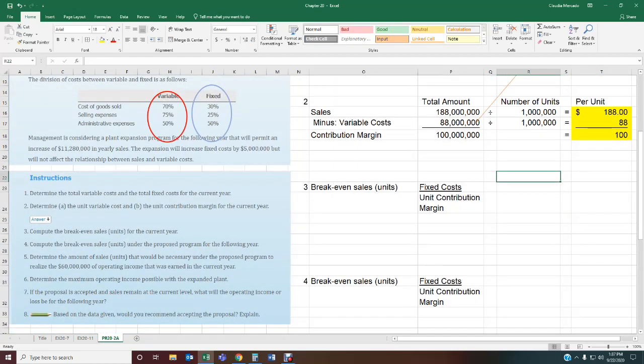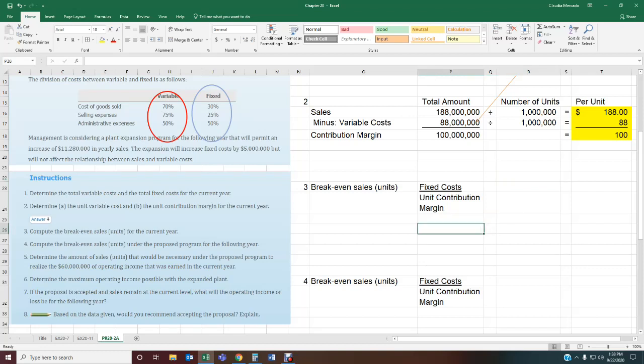Number 3, compute the break-even sales in units for the current year. To calculate my break-even sales in units, I'm going to get my fixed cost divided by my unit contribution margin.